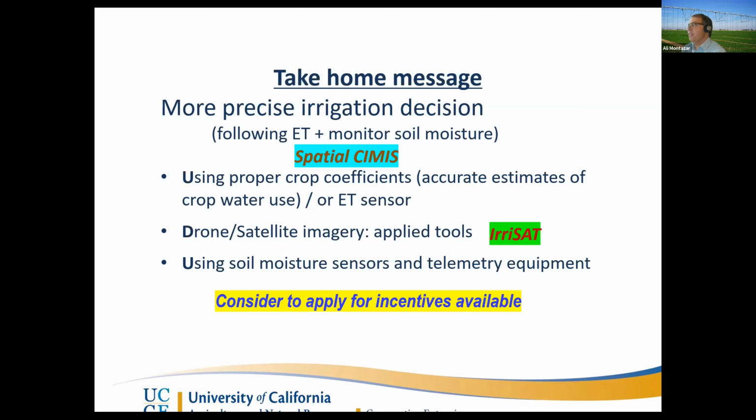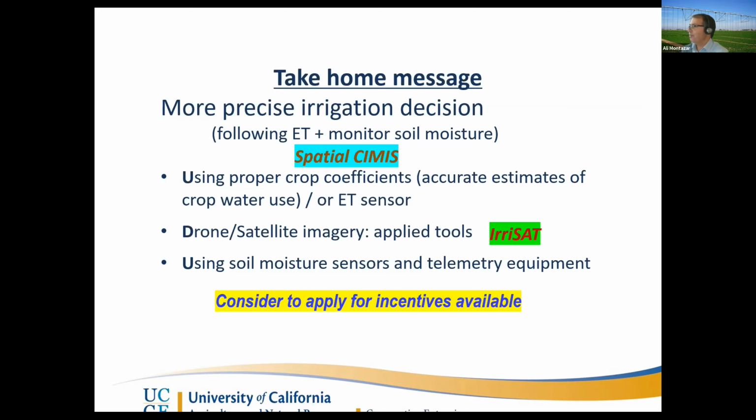As I mentioned, IRISAT, from satellite, gives you a crop coefficient for your orchard. It's also a free tool online. You can go and develop a crop coefficient for your field. So with Spatial CIMIS and IRISAT, you can estimate how much water the crop needs, and if you have a soil moisture sensor, that's an addition for better irrigation management. So that's all I have.